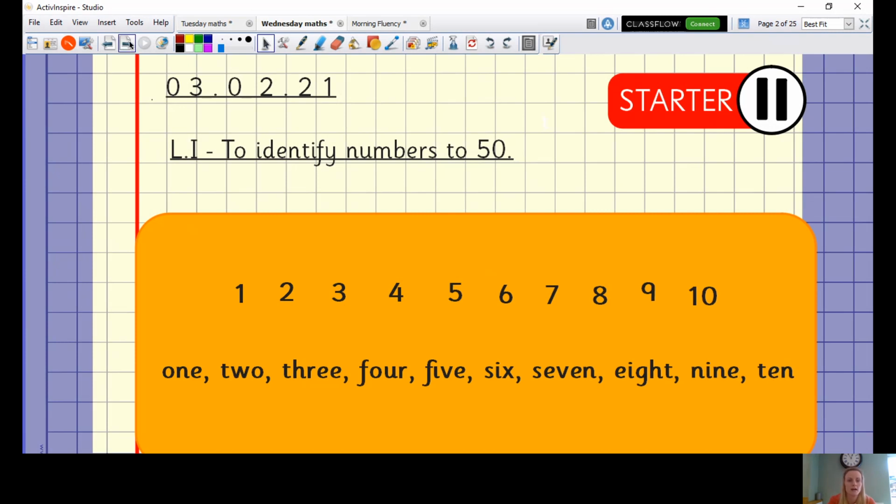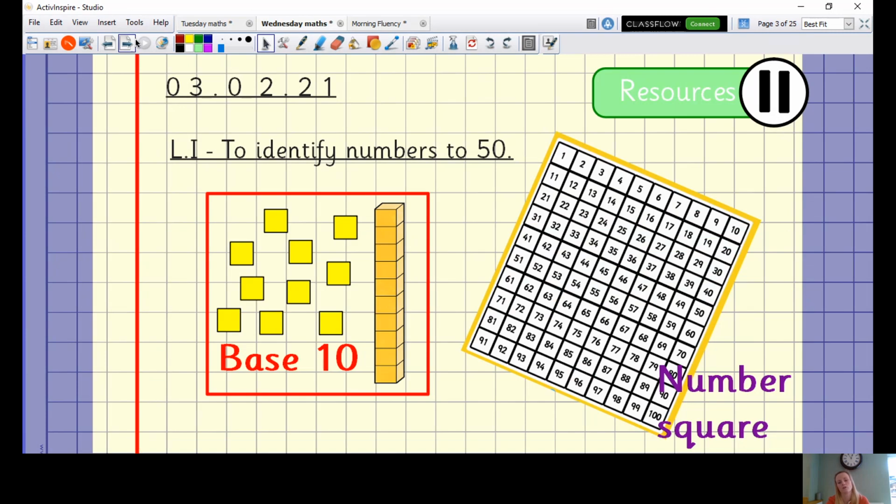Fantastic. So we're going to be using our knowledge of counting in tens. Before we do that, this is your opportunity to get something like this. You might have a bigger teddy bear and lots of little teddy bears to represent the ones. You might have a big biscuit or a cookie to represent the 10 and smaller pieces of biscuits to represent each one. Okay, and you also need your number square from Monday if you've still got that.